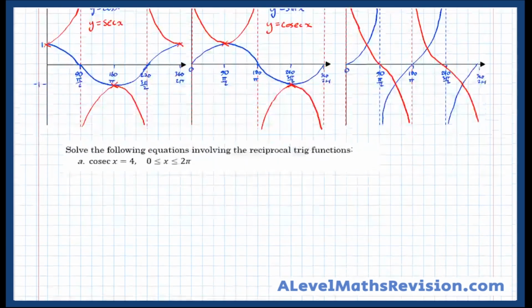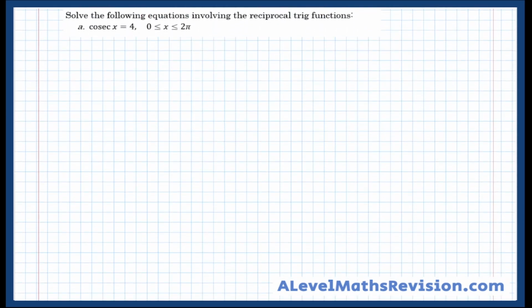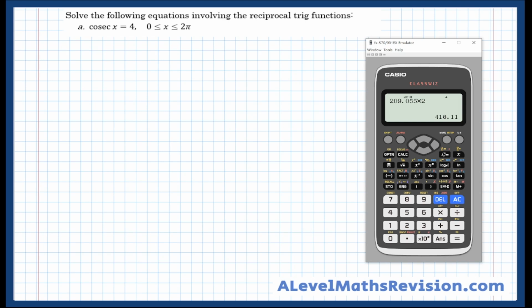So now let's move on and look at how to solve equations using the reciprocal trig functions. This question here says solve the following equations involving the reciprocal trig functions. So we've got cosec x equals 4, and we want to solve that for x values between 0 and 2 pi, and by context here we're talking radians. On the calculator we don't have a cosec button. Have a look. Nothing we can do about that. So we're going to have to try and turn it into something we can solve.